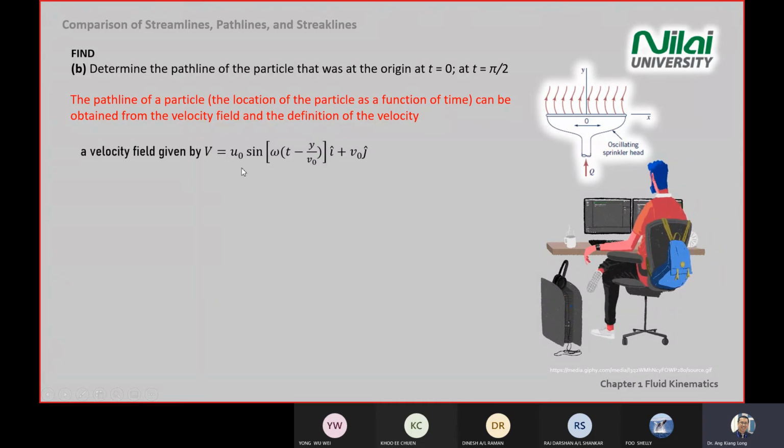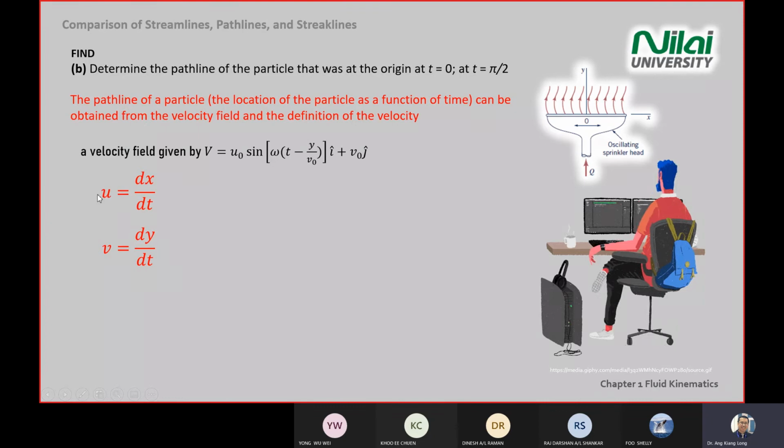All right, so again, for B, you write the equation just to remind yourself that you have a velocity field, and remind yourself that this vector form consists of u and v component. And remind yourself also how you calculate the velocity using differentiation. U is velocity in the x direction.